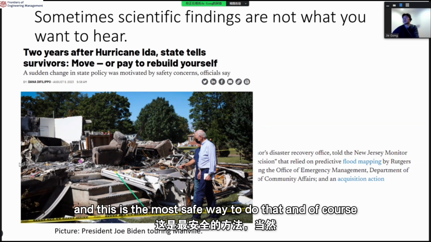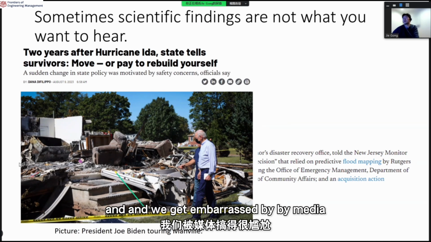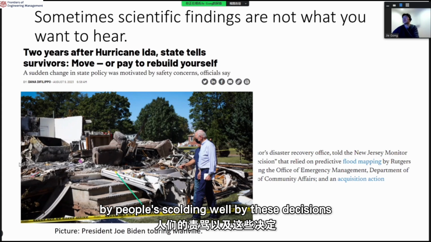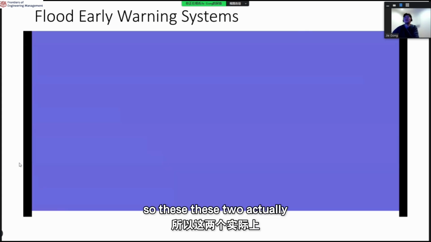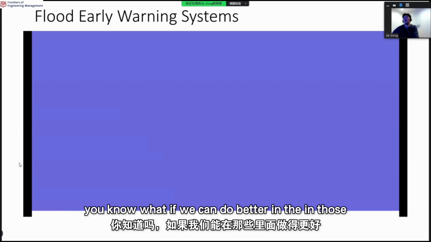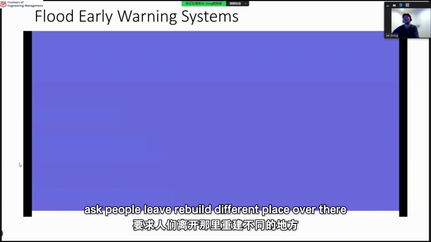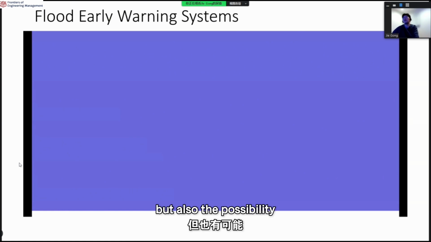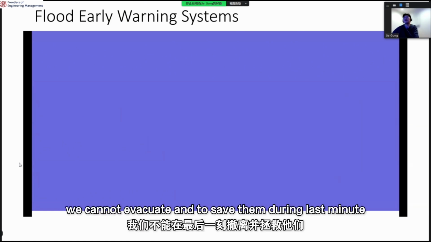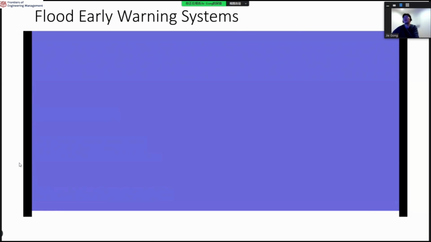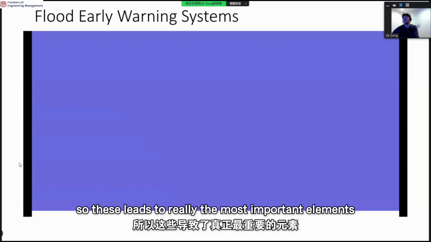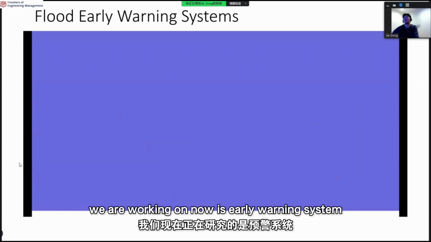And of course, the people don't take it well, and we get blasted by the media and by people scolding us over these decisions. So this leads to what we can do better. We ask people to leave and rebuild in a different place, but there is also the possibility that we cannot evacuate and save them at the last minute. So the most important element we are working on now is the early warning system.